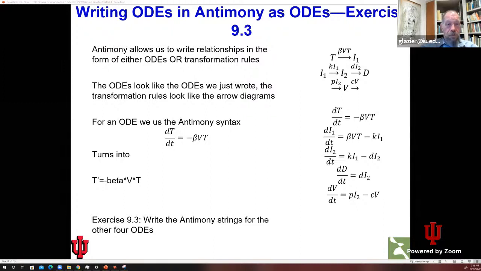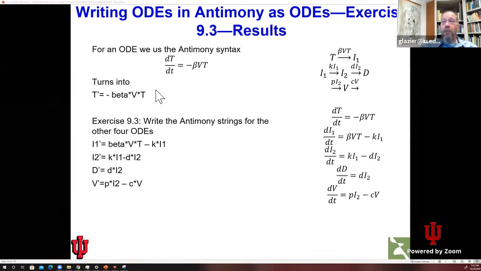When we used Herbert's textbook more in previous years, before last year, his book was actually inconsistent. And so you had a situation where even within the same chapter, the notation was inconsistent. So we went through carefully and fixed all of that. But it certainly gave people lots of practice in this kind of interpretation. So here, it's pretty straightforward. I1 prime equals beta times V times T minus K I1, and so on. I don't think I need to go through all of those.